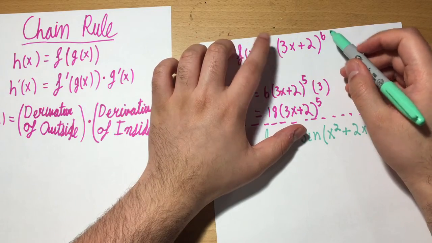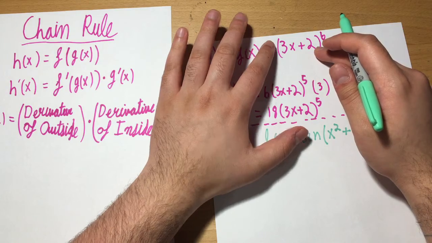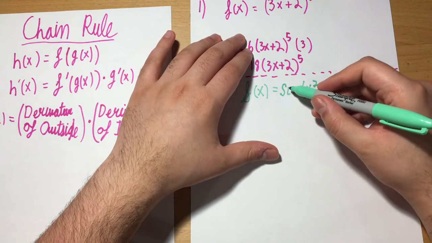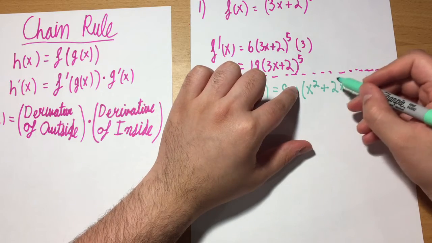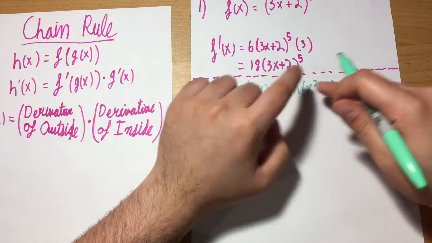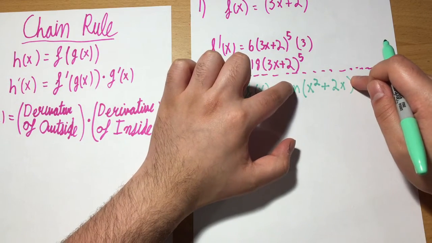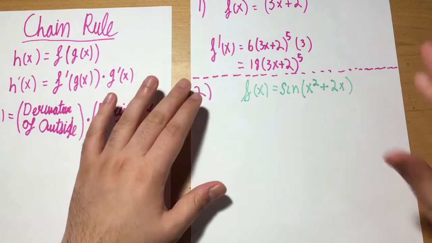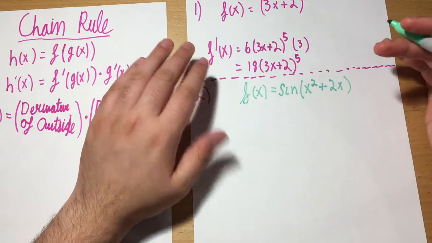the power of 6 was being done onto this entire 3x plus 2 part. Here, the sine is being taken of this x squared plus 2x part, right? Since the sine is doing something to this, this must be the inside function, this must be the outside function. That's really the trickiest part about chain rule, determining what the inside part is and what the outside part is.